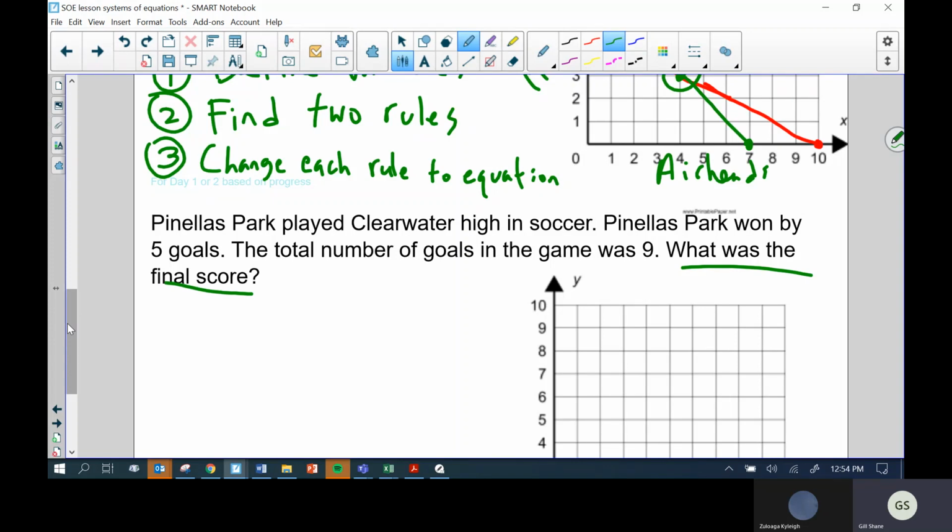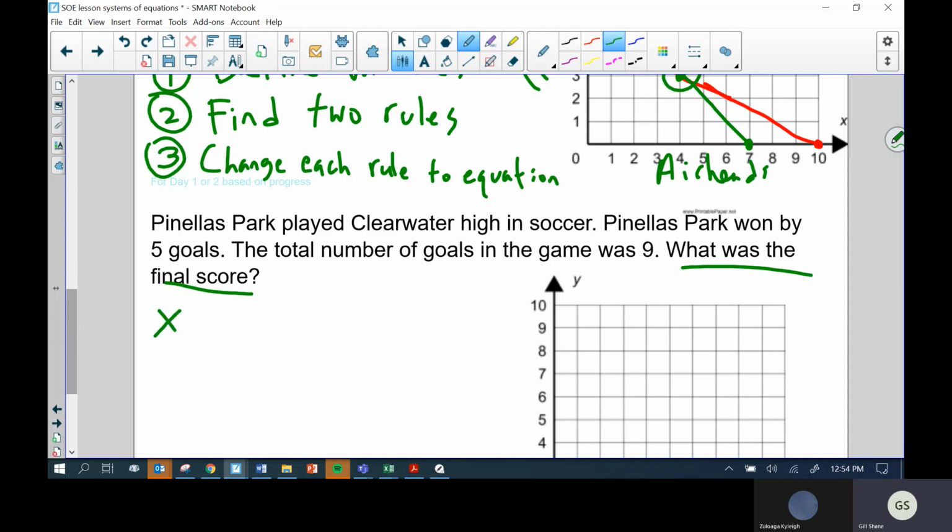Well, we got 2 variables. I can't make both variables the final score. That doesn't work. So that does not give us 2 different unknowns. But what is a final score made up of? It's made up of the goals that the team scores, right? The goals that we score, Pinellas Park, and the goals that Clearwater scores. That's going to be the final score. So what do we not know? We don't know how many goals we scored, and we don't know how many goals they scored. That's your variables. That's what we don't know.